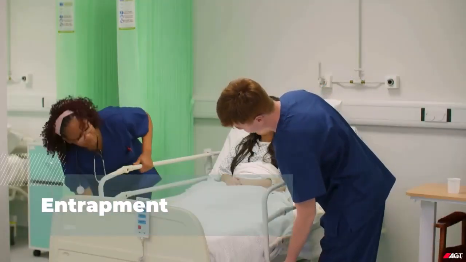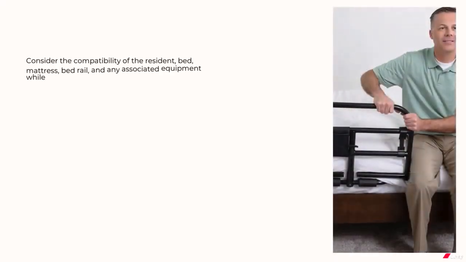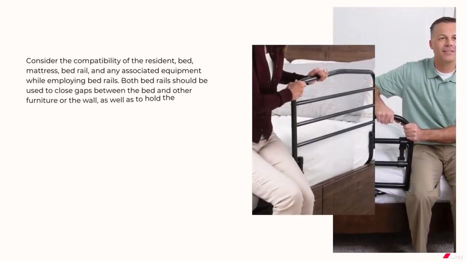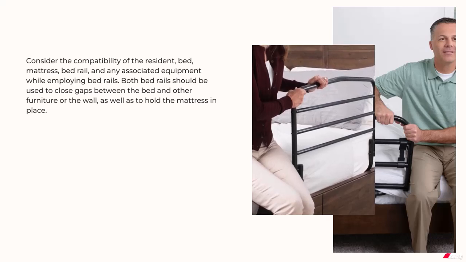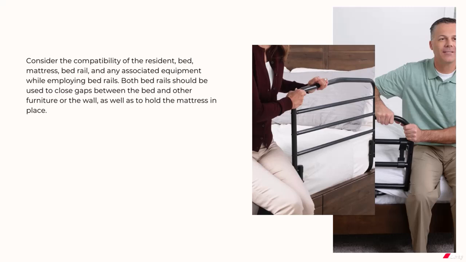Entrapment. Consider the compatibility of the resident bed, mattress, bed rail, and any associated equipment while employing bed rails. Both bed rails should be used to close gaps between the bed and other furniture or the wall, as well as to hold the mattress in place.